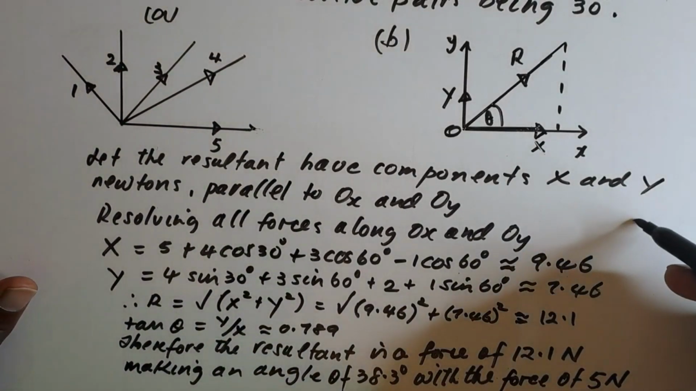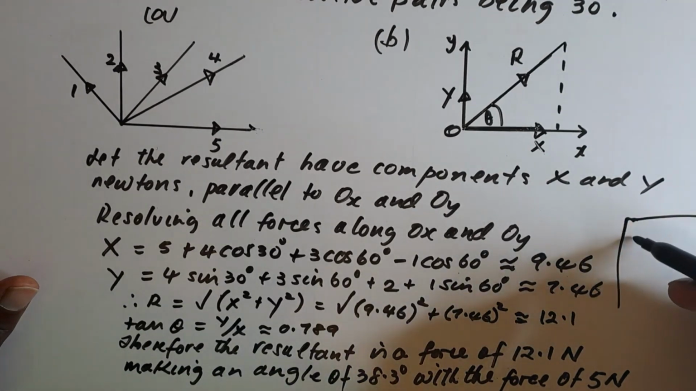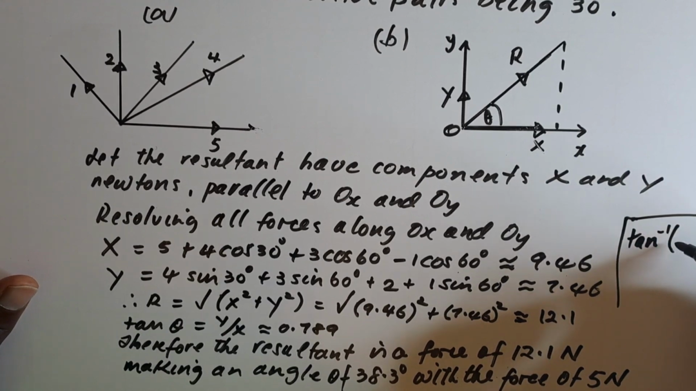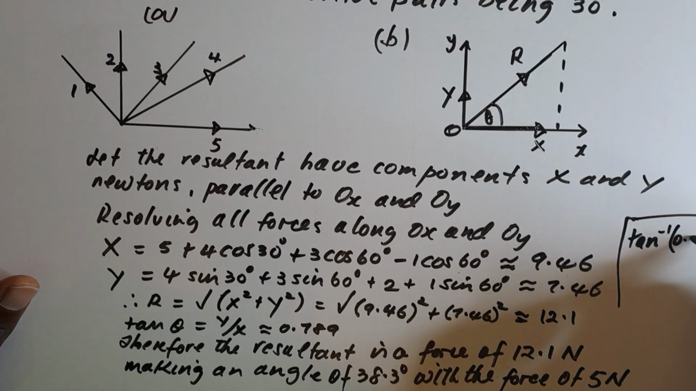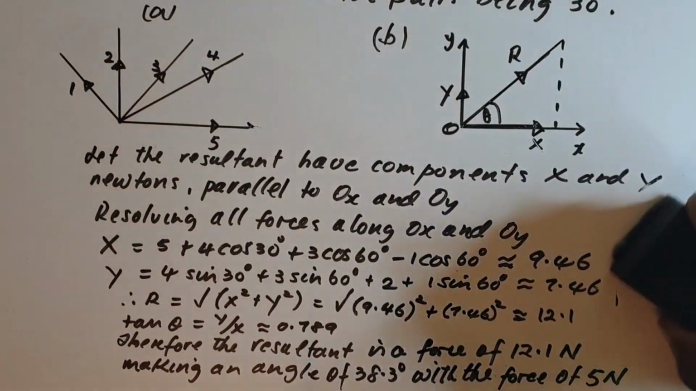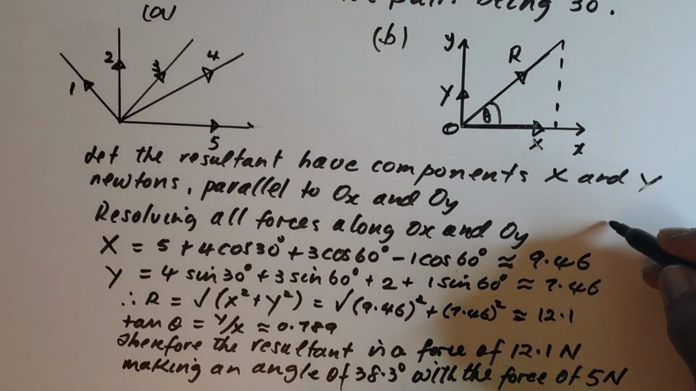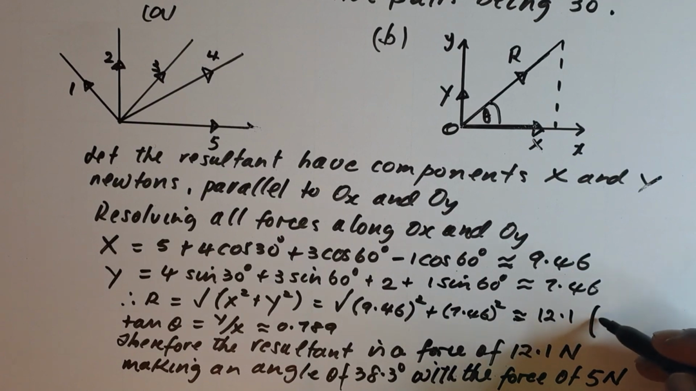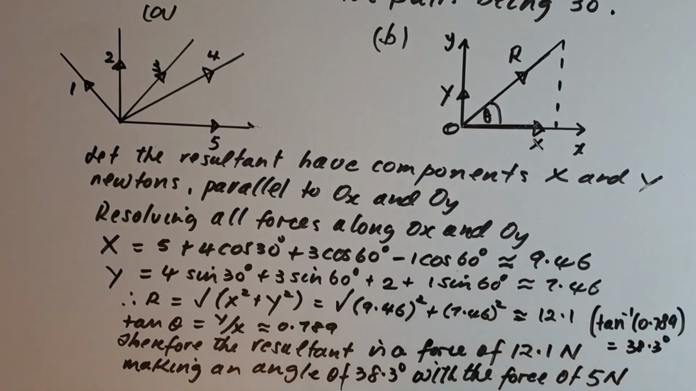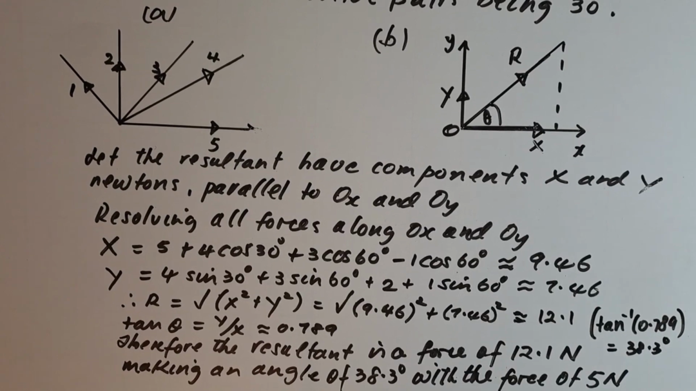I can just write here in a little box the tan inverse of 0.789 is equal to 38.3. And there we have it.